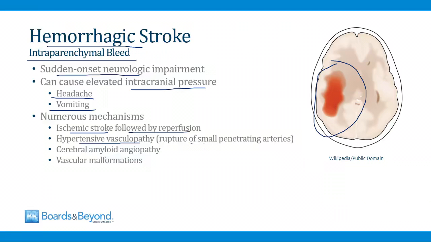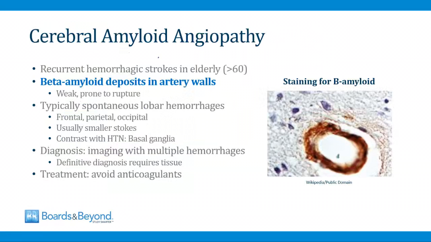They have small penetrating arteries of the brain that rupture. These usually lead to small areas of hypertensive stroke. A third mechanism is cerebral amyloid angiopathy, which I'll talk about in just a minute. And then lastly, patients rarely have vascular malformations in the brain, and one of these can rupture, causing a hemorrhagic stroke. Cerebral amyloid angiopathy is a disorder of blood vessels in the brain that causes recurrent hemorrhagic strokes. It usually occurs in elderly patients over the age of 60.